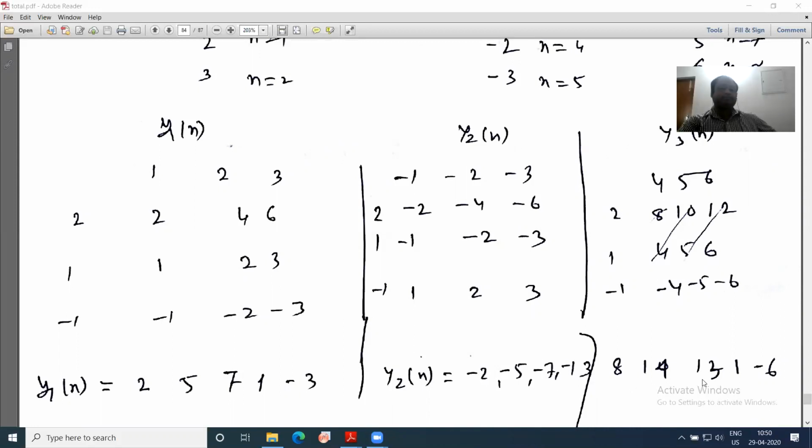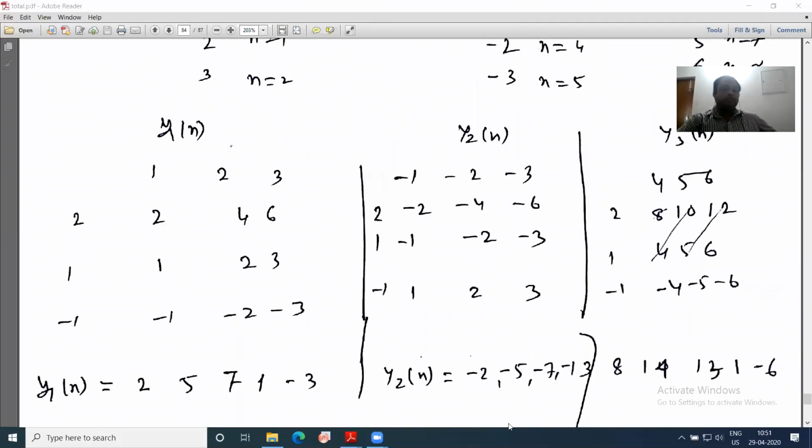All right, up to this is all right. So what we did: the longer sequence has length, how much? 9. The smaller sequence has length 3. So I have divided it into three sections, x1 of n, x2 of n, x3 of n, each having three samples. Now I am convolving h of n with each section x1, x2, and x3. Then what I have obtained is y1 of n, y2 of n, and y3 of n.